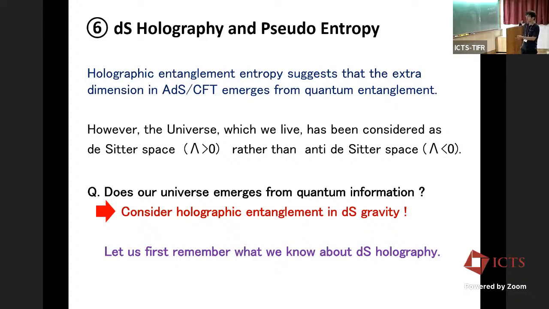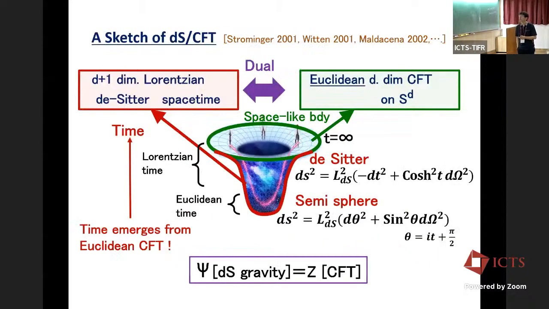But before that, I'd like to first give a very brief review of dS holography. This is a sketch of dS/CFT. It was first proposed by Strominger and developed by many people. Of course, there are many different versions of the gravity dual of de Sitter space, gravity in de Sitter space. But I would like to focus on the more original one proposed by Strominger and also formulated in Maldacena's paper. So it is like this.